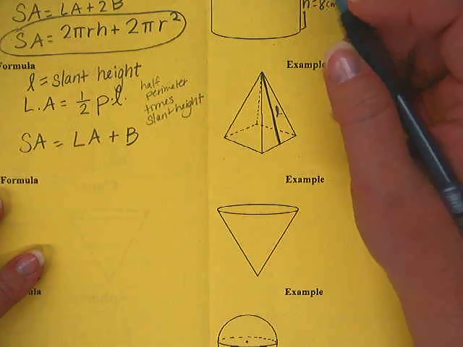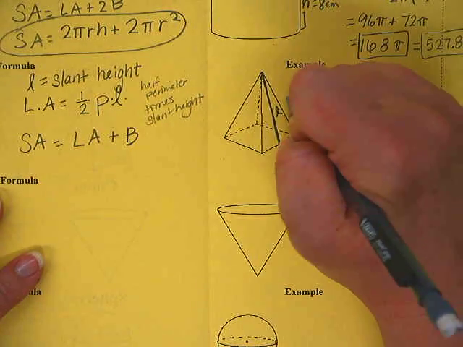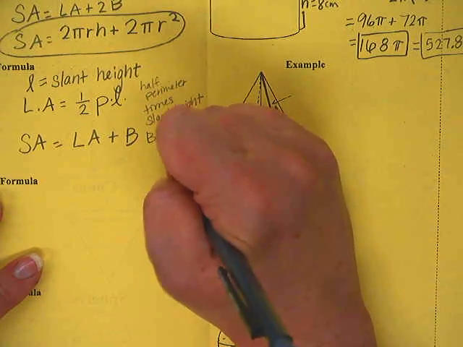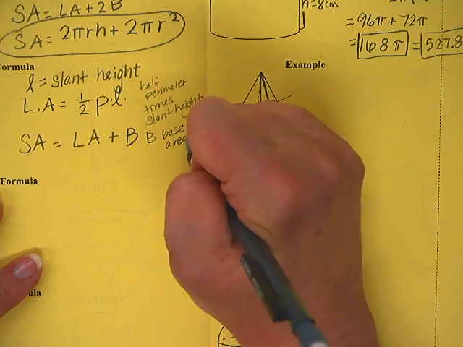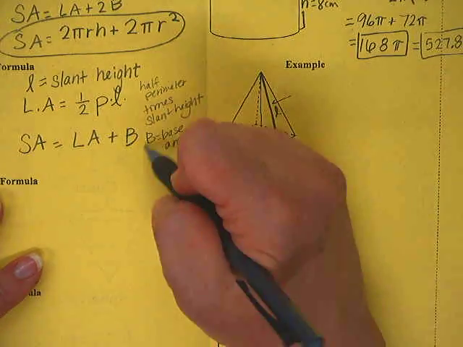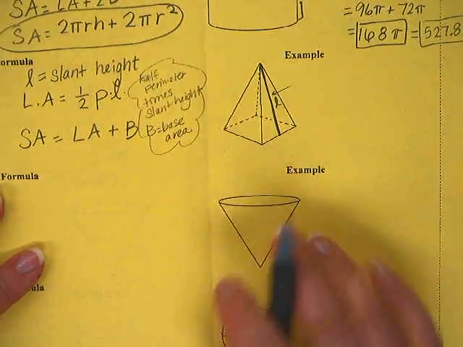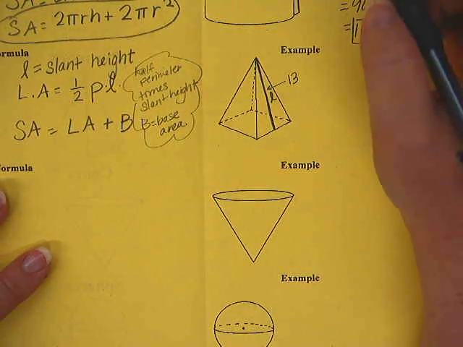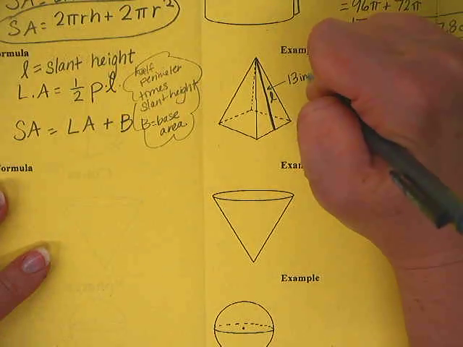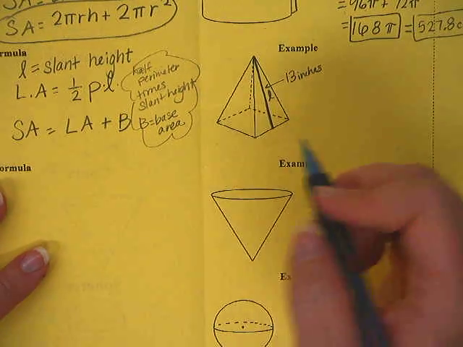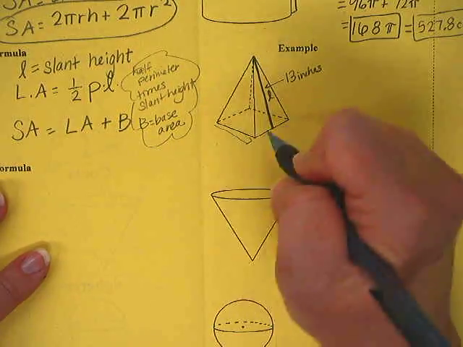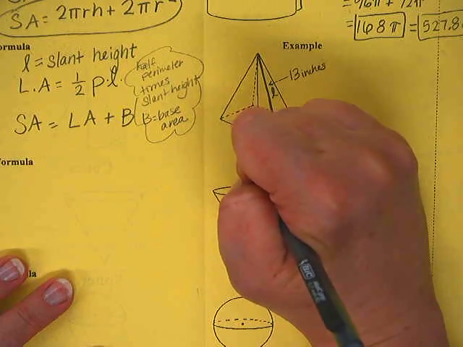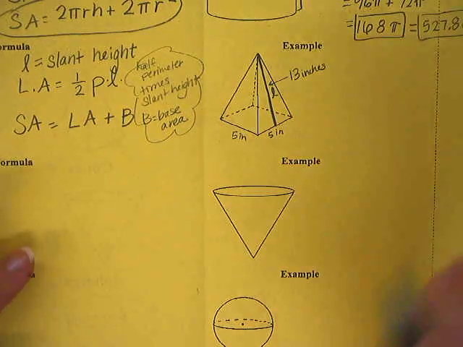Okay, let me give you some numbers. Yeah, the area of the base. So B is base area. Okay, good question. Okay, so I'm going to say that the slant height here is 13. We're going to make the slant height 13. Let's say it's inches. And I'm going to say that the bottom of our square is 5 inches by 5 inches. So it really is a square pyramid because it's 5 by 5.